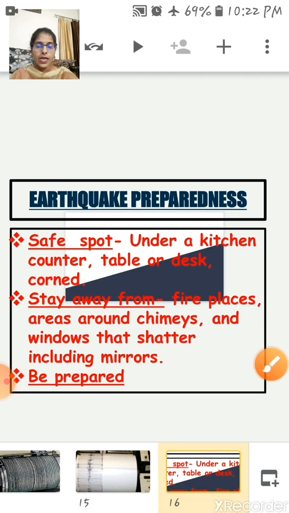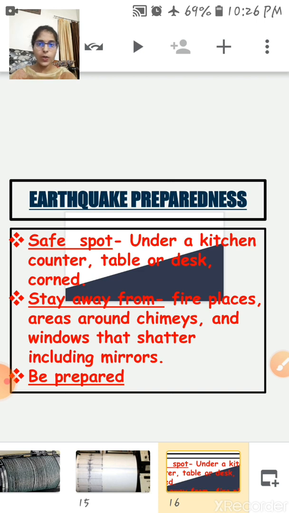Okay, now the next one is the earthquake preparedness. So basically, okay children, as you know that earthquake which measures 7 or more on the Richter scale is of high intensity, and causes large scale destruction.